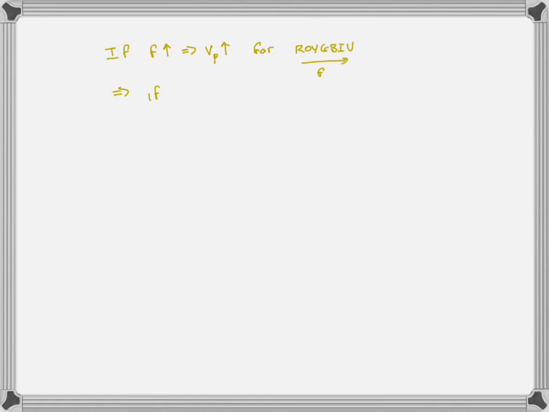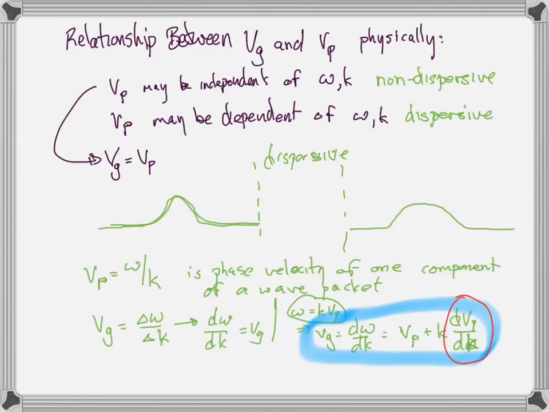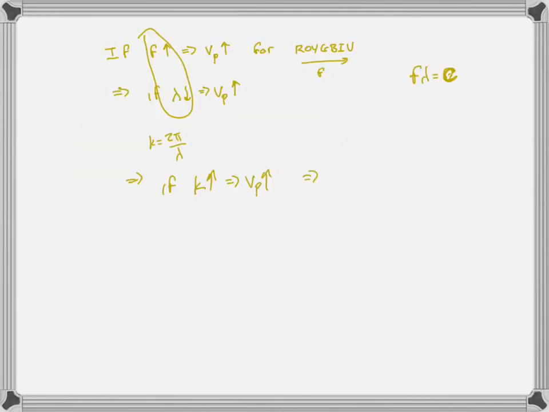Because frequency goes up, wavelength goes down. The reason for this relationship is that f lambda is a constant, the speed of the wave, which for light is the speed of light. And because k is 2 pi over lambda, if k goes up, then V phase goes up. So what I was trying to show is the relationship between the wave number and V phase, because I've got this dV phase dk. That means dV phase dk is greater than 0, and that's pretty typical.